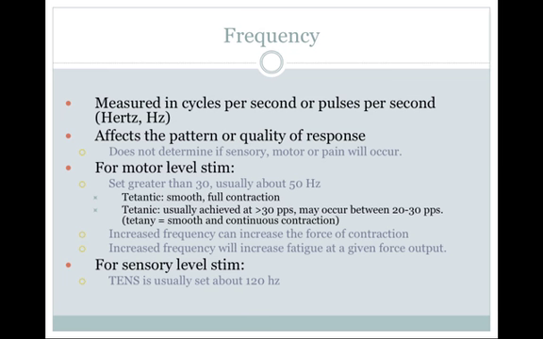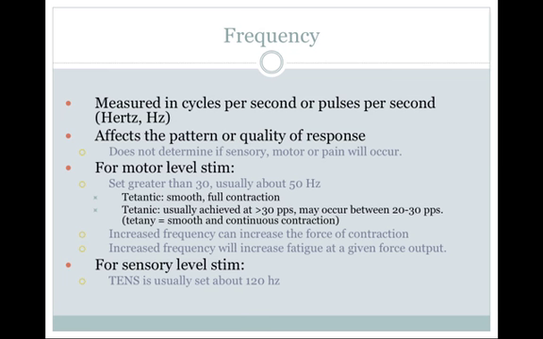Increased frequency will increase the force a very, very small amount. So we're not going to try to increase the force of our contraction, or get a more forceful contraction, by using frequency. We're going to use it to increase the quality of our contraction.